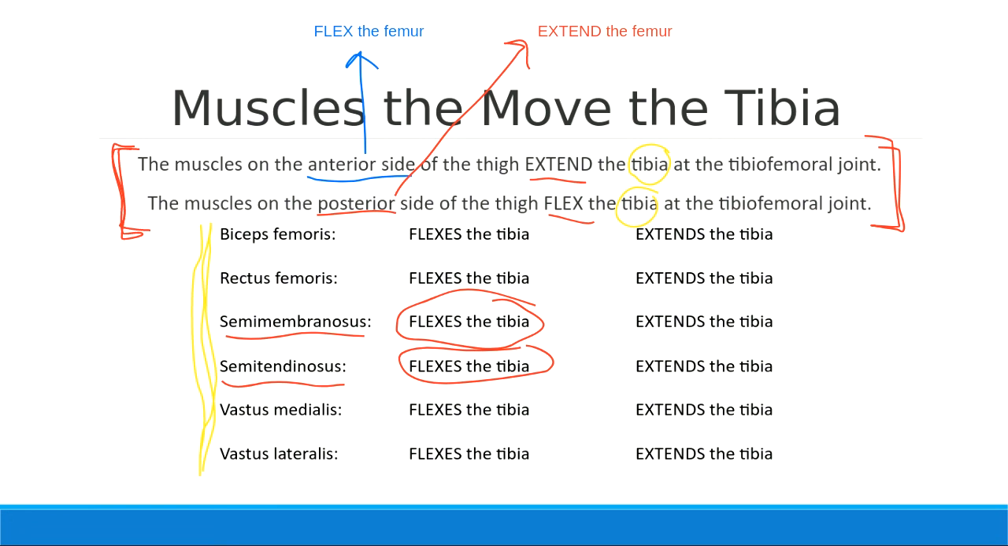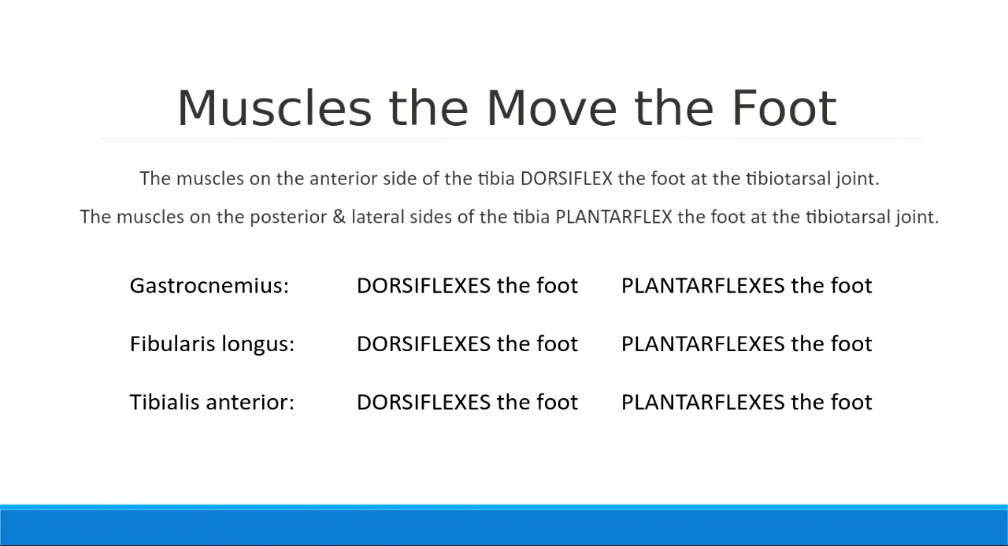So we've talked about moving the tibia. We've talked about moving the femur. Let's talk about moving the foot. When we talk about moving the foot, we have two new action words, dorsiflexion and plantar flexion. So if you go back to the week 8 packet, it reminds you what these movements are. And again, please act them out because that's the best way to study this stuff.